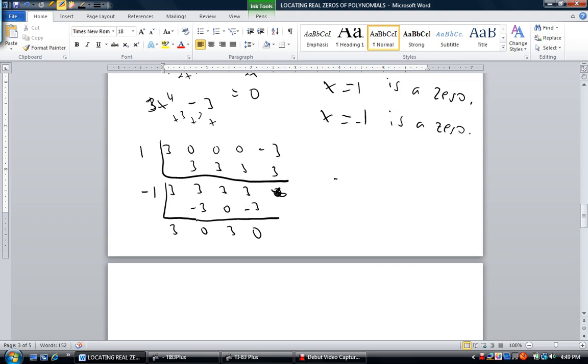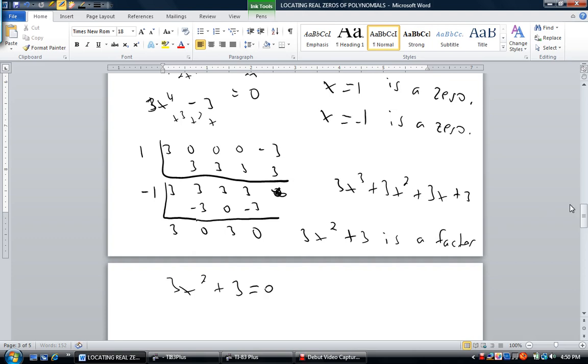Now once again, if you don't like that, what I did was I just did synthetic division on this using negative 1. That's where these 4 coefficients come from. Now this becomes 3x squared, and that's 0x, but I don't need that 0x plus 3. So that's a factor. Which means I have to solve that by setting it equal to 0.